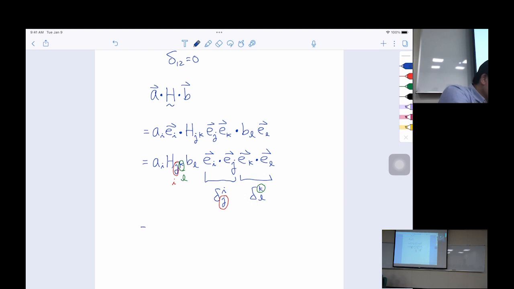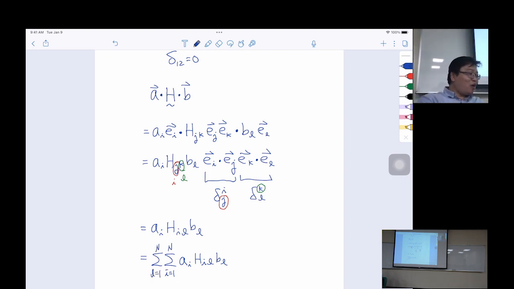So at the end, it's going to be A_i H_il B_l. So what is this? It's two summations: A_i H_il B_l, i from 1 to n, l from 1 to n. Have you ever seen someone solve for the general equation of A dot H dot B so effectively?